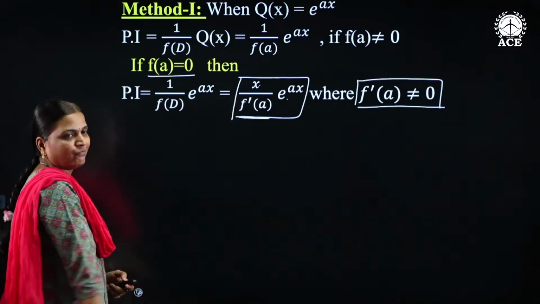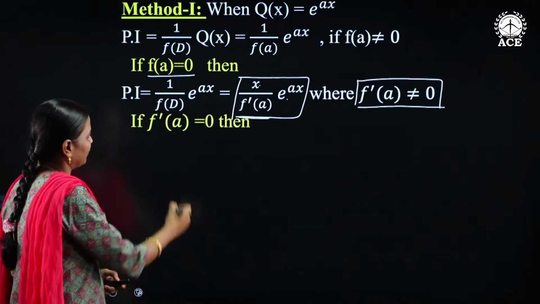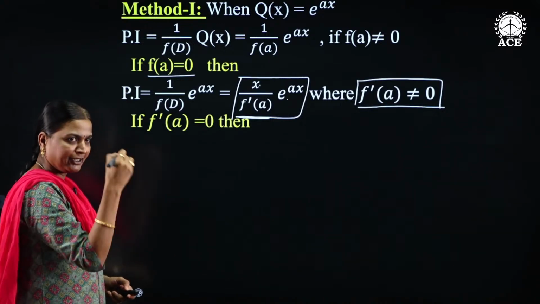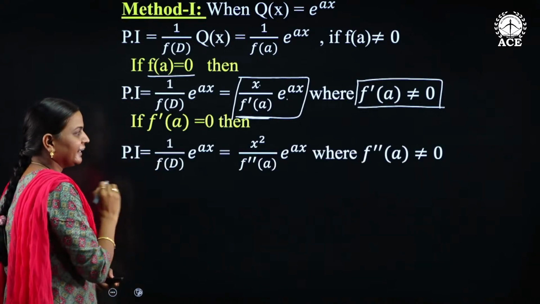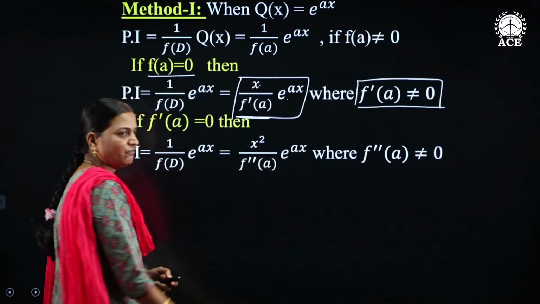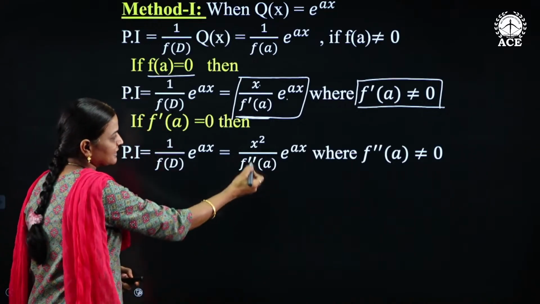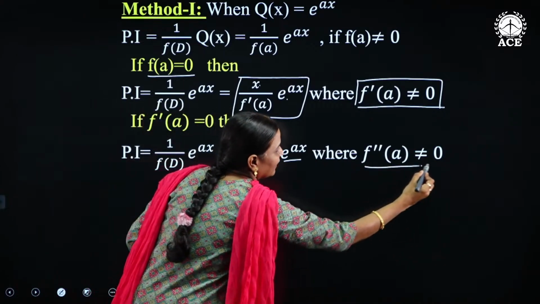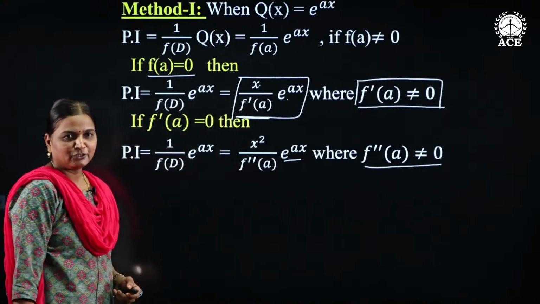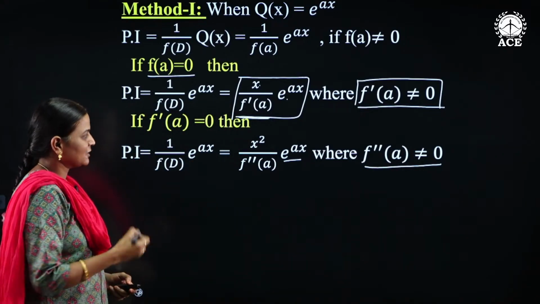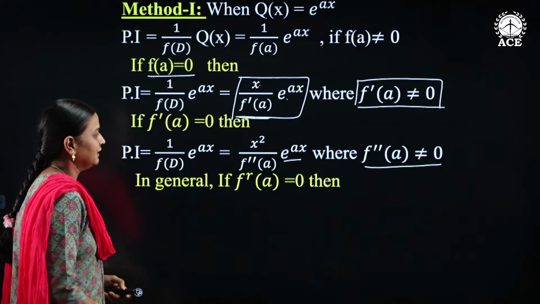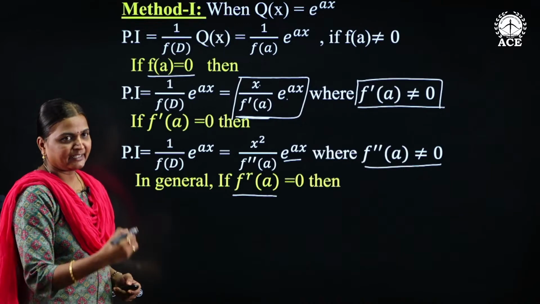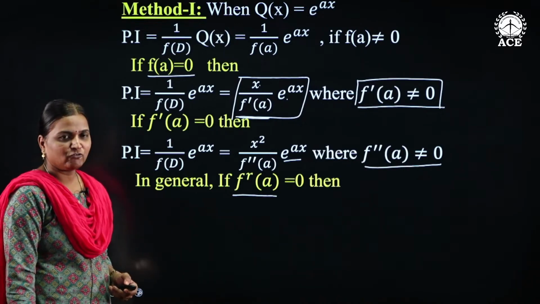And what happens when f dash of a is equal to 0? If f dash of a is equal to 0, how to write its particular integral? Continue this procedure. The particular integral is x square by f double dash of a into e power ax, provided f double dash of a is not equal to 0. So if we continue this procedure, in general, suppose the rth derivative of f of a is equal to 0.